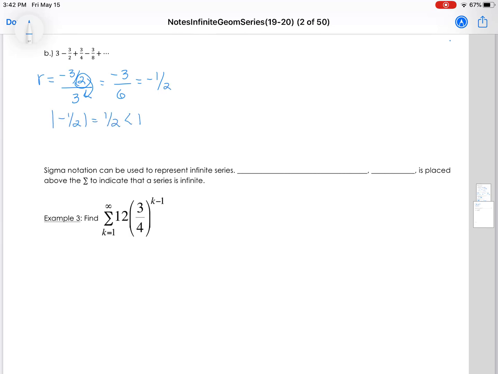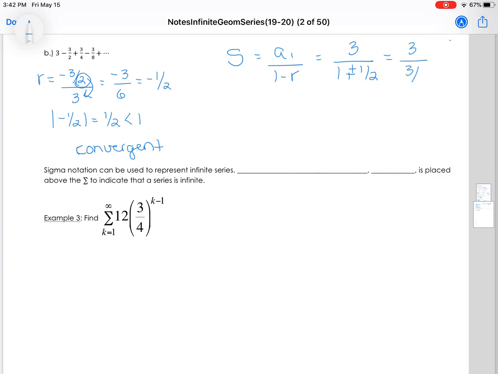Well, the absolute value of -1/2 is +1/2, and that is less than 1, which means that this is a convergent series, so we're good to go. So we can find the sum. The sum formula is A1 over 1 minus R. A1 is the first term, 3. 1 minus R is 1 minus -1/2, sorry. So that double negative makes a positive.